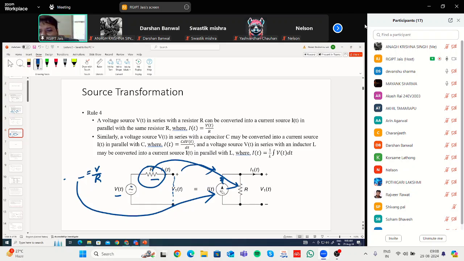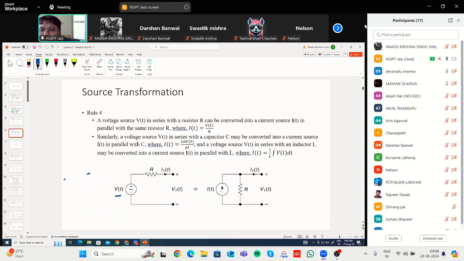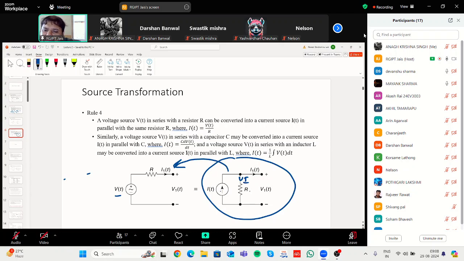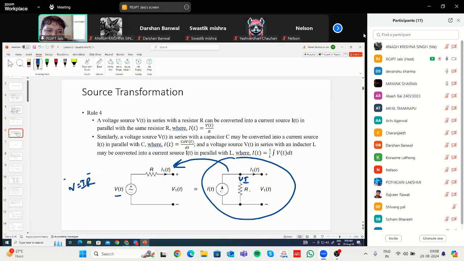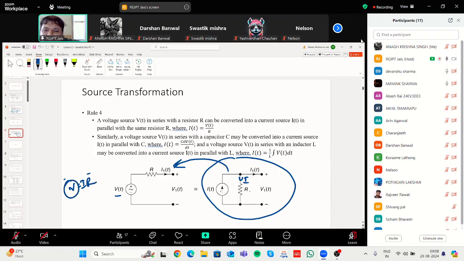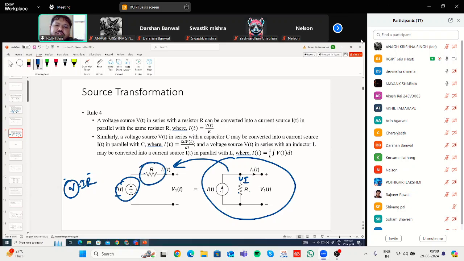Similarly, if the current source with a parallel resistance is given to you, can you convert it back to this part? Again, what is the voltage that will be? Again, this I will be flowing through the resistance. This is open circuit. So what will be the potential difference across this? V equal to IR, Ohm's law. So this V will be connected here, and the resistance will be connected in series with the voltage source.